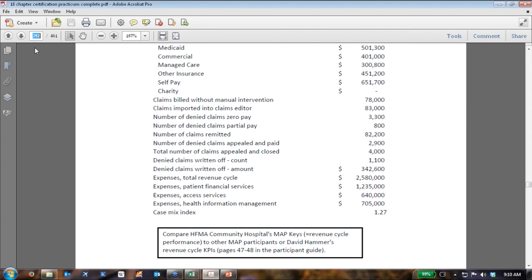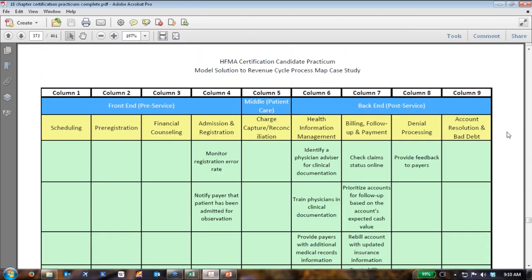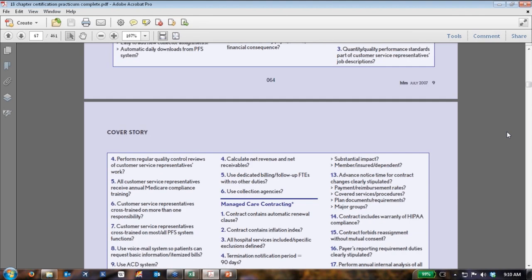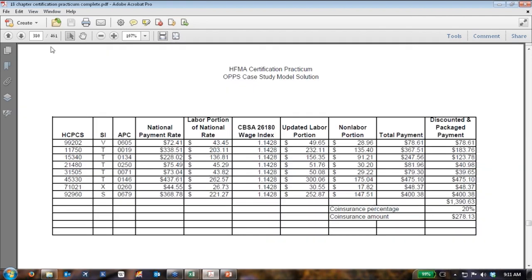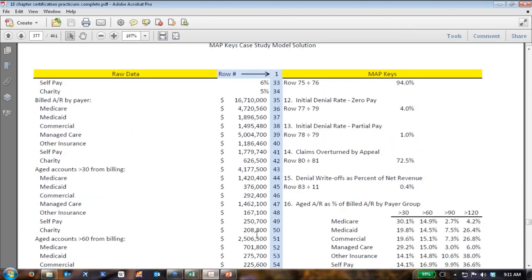About 370 or so. But first of all, I'm going to show you the answer to the process study that we just did, the case study here. So this is a possible way that this case study on the process turns out. And then here is the case study that determined... I did a backwards flip here. Yeah, so here's the raw data on the left. And then here are the calculations of the map keys on the right.